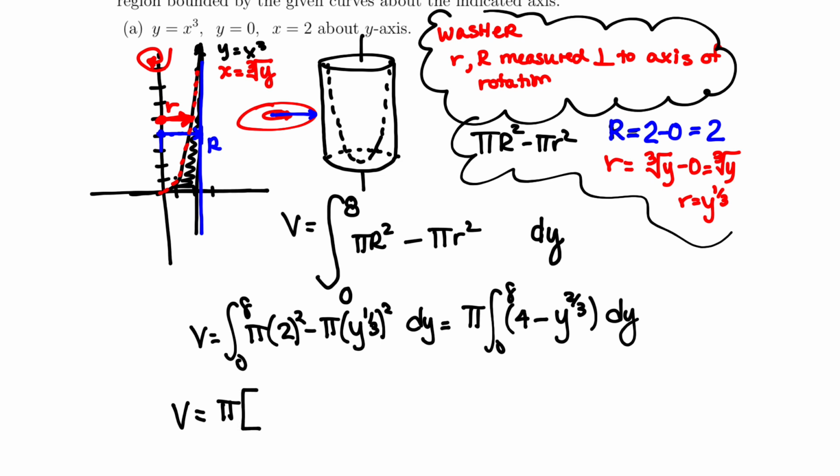What do we do here? 4y minus 3y. Slow me down. Hang on. Y to the 5/3 with a 3/5 in front, right? Beautiful. 0 to 8. 32 minus 3/5 times 8 to the 5/3, which is 32 minus 96/5.